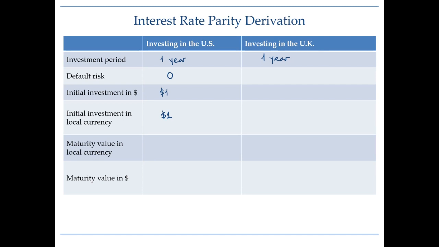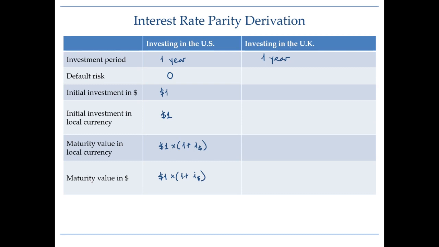Maturity value in local currency is, well, simply $1 multiplied by 1 plus US interest rate. So this is a simple time value of money formula. And the same thing, maturity value in dollar, maturity value in local currency, they're exactly the same, right? Because dollar happens to be our local currency. So ending value, if you invest in the US, is this much for initial investment of $1. Very easy.